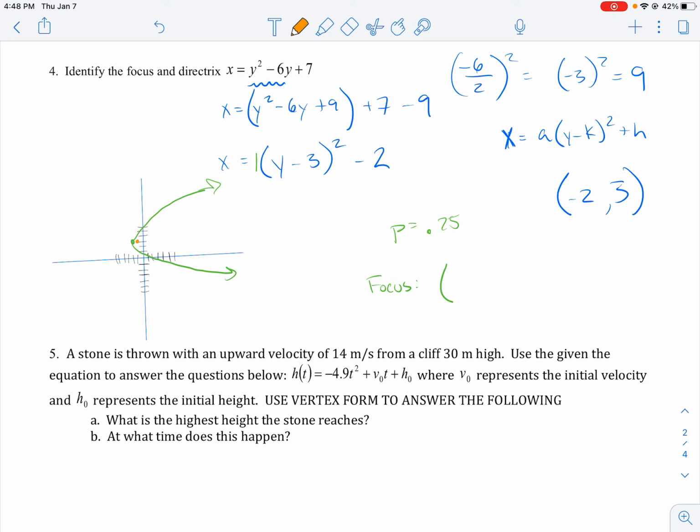Oh, I'm sorry. 3, right, because we're not changing our height, but we're going to the left a little bit, so it's going to be a negative 1.75. So our focus, and then our directrix, it's going to be a vertical line just behind our vertex here, and it's going to be x is equal to a negative 2.25.